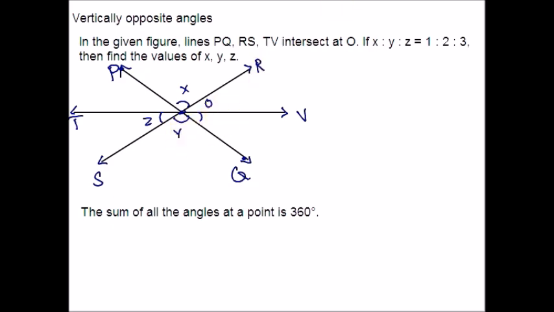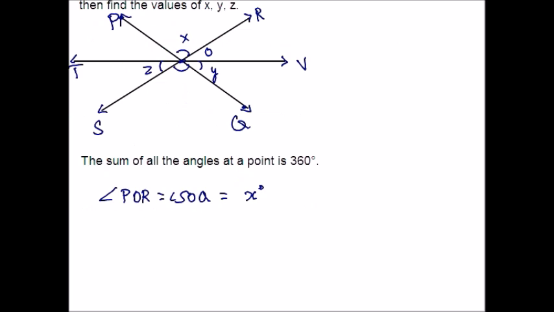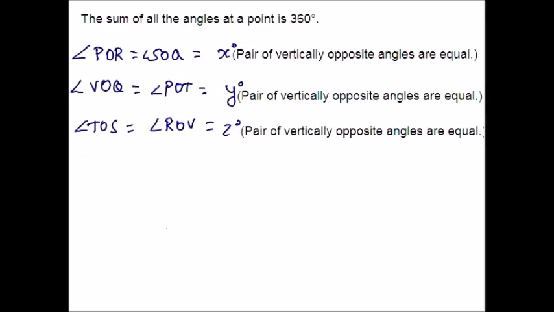Okay, let me highlight it on the board. Angle VOQ and POT is equal to y degrees, because a pair of vertically opposite angles are equal. Let's use the same concept and identify another pair. TOS and ROV equal z degrees, because a pair of vertically opposite angles are equal. Now you can say that POT, POR and ROV plus VOQ, QOS or SOQ, both are the same, and SOT.